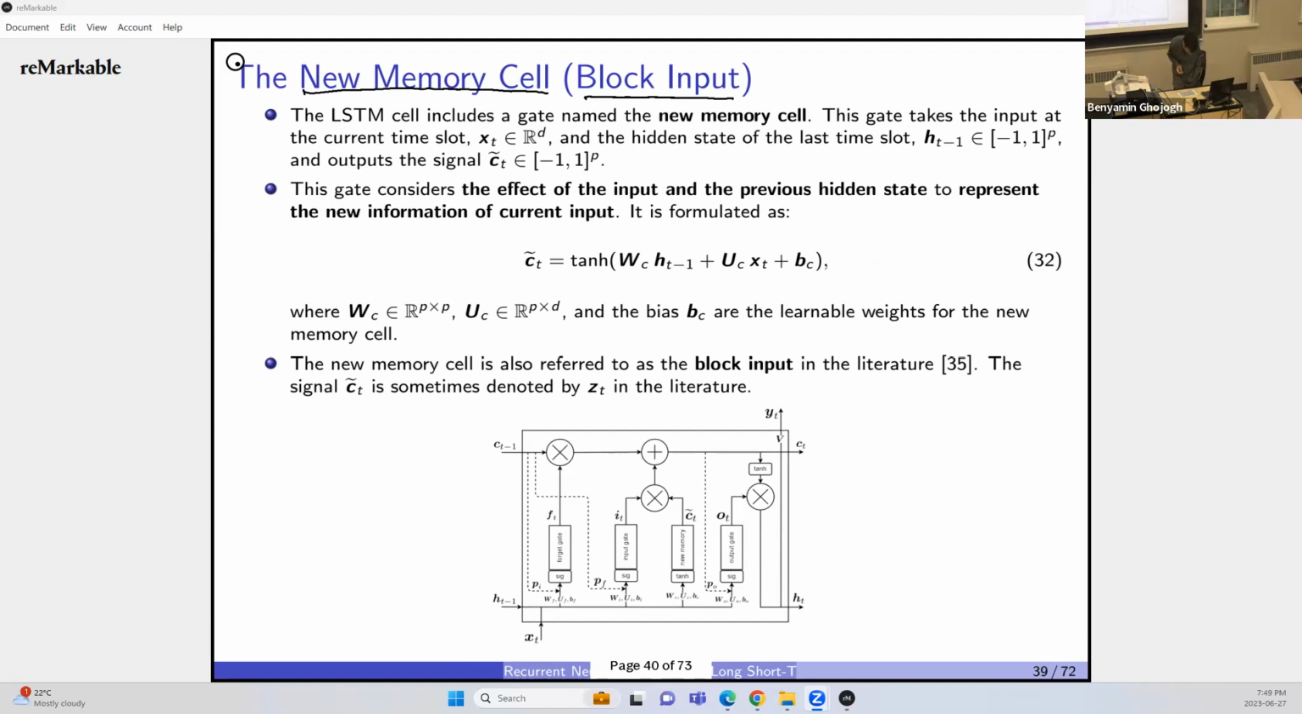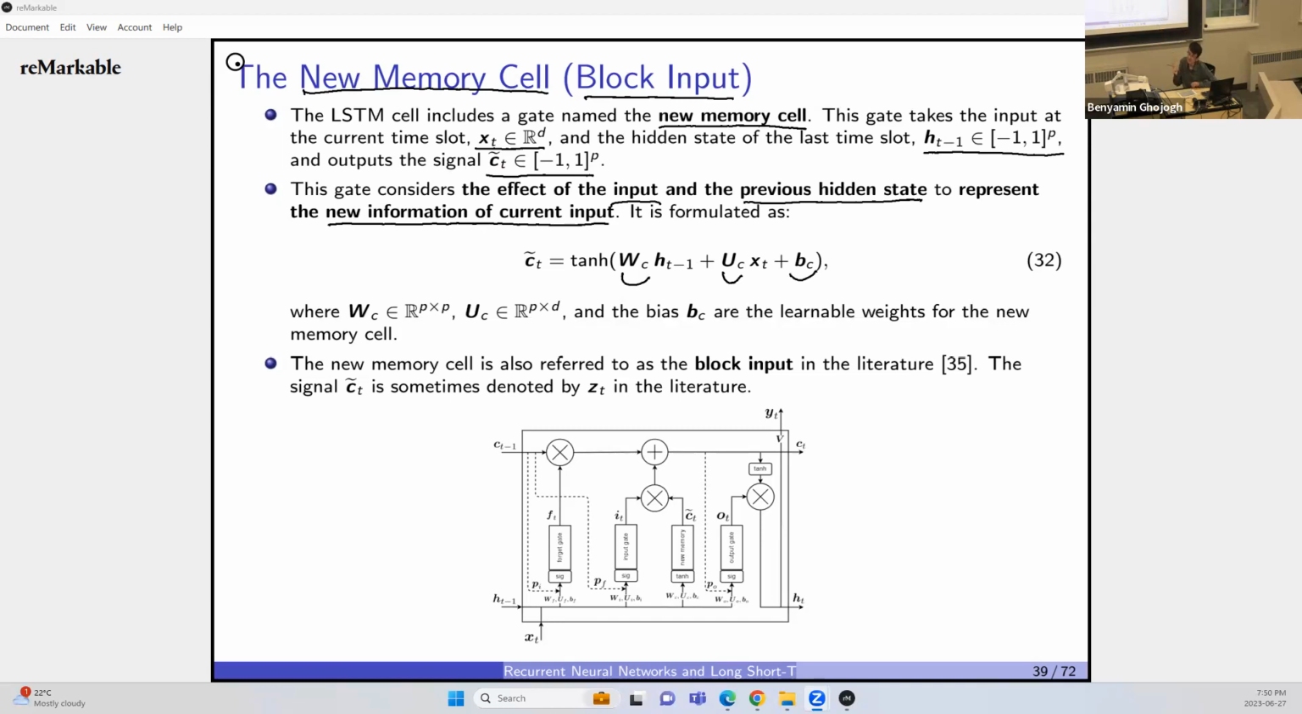What does it do? The LSTM cell has a new memory cell, and this gate takes the input at time t, xt, the hidden state of the last time step, ht minus 1, and outputs the signal ct tilde, which is a p-dimensional vector. Then what does it do? This gate considers the effect of the input xt and the previous hidden state ht minus 1 to represent the new information of the current input. So there is a difference. Here we don't have any peephole. And again, we have WC, UC, BC as learnable parameters.